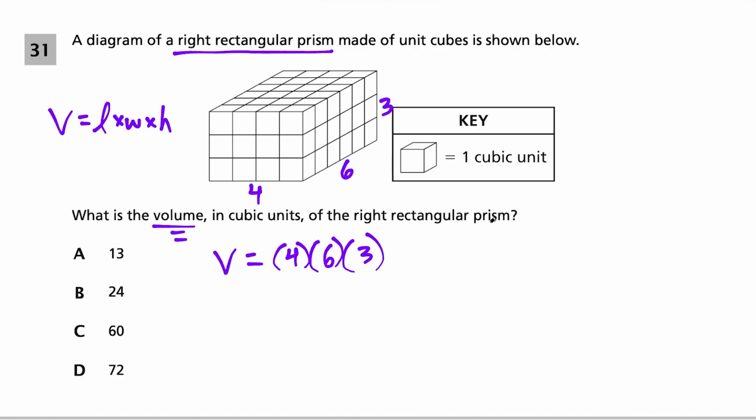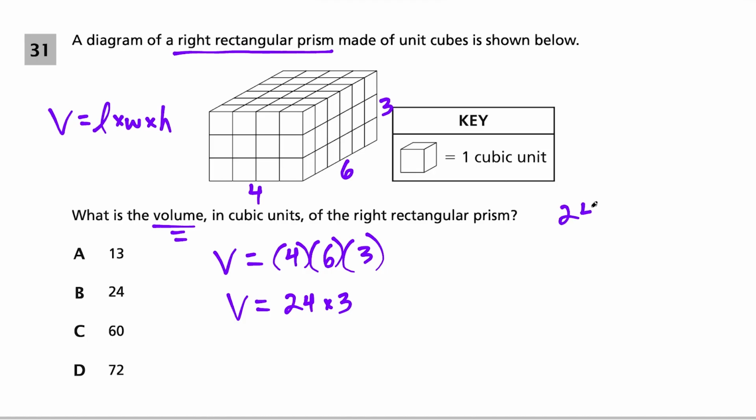Okay, now I could use times like this. I could write 4 times 6 times 3. But just know in math, parentheses means multiply. So I could also write the product like this. So now I'm doing 4 times 6 is 24. And then I have 24 times 3.